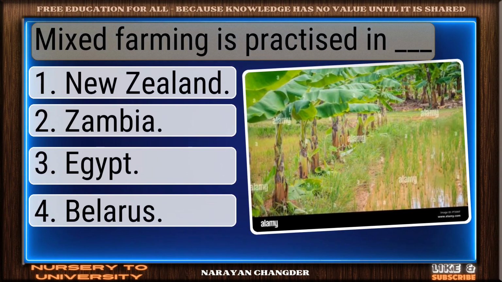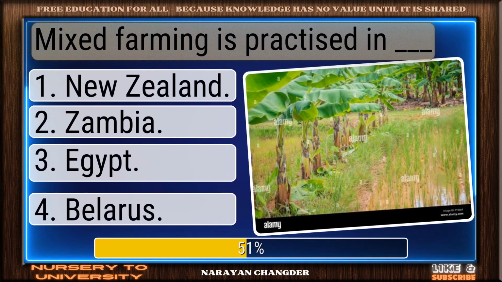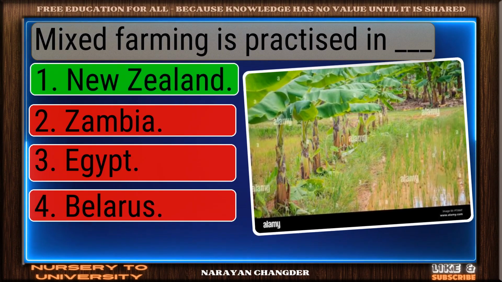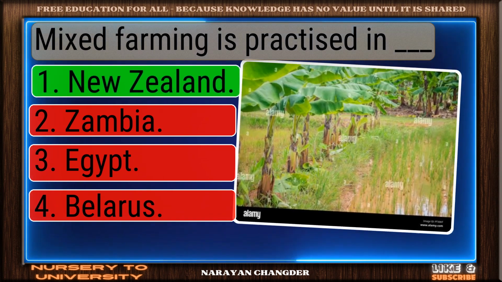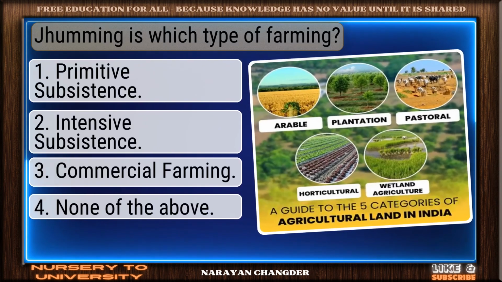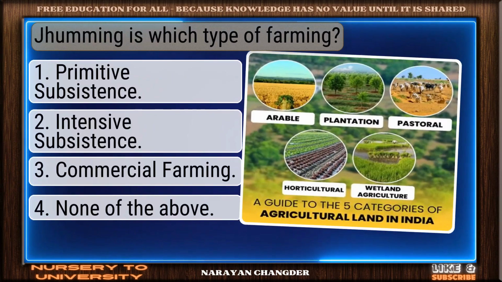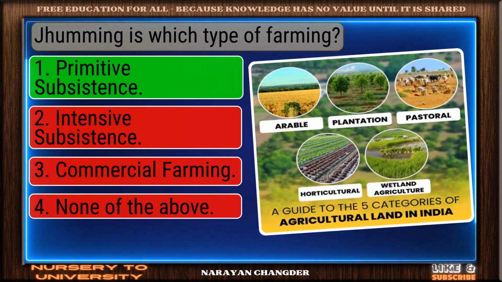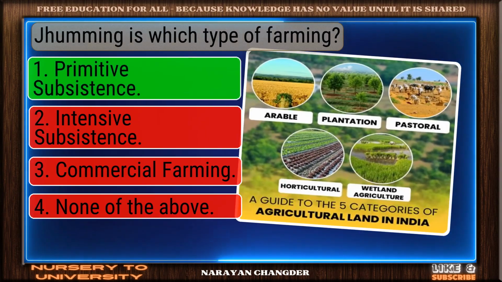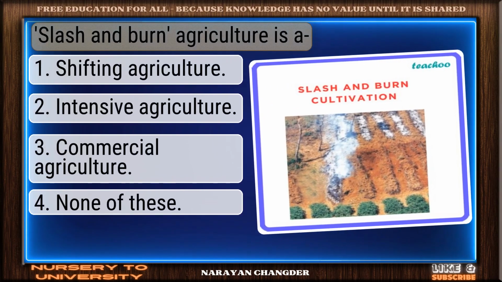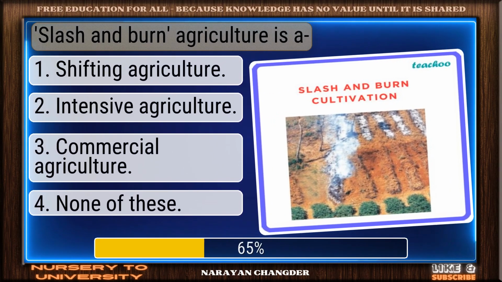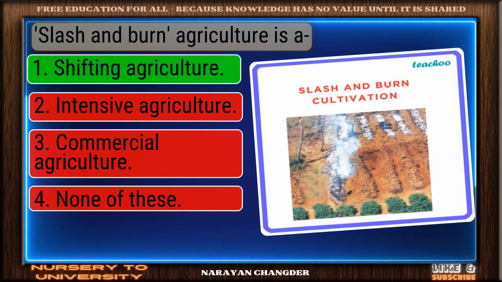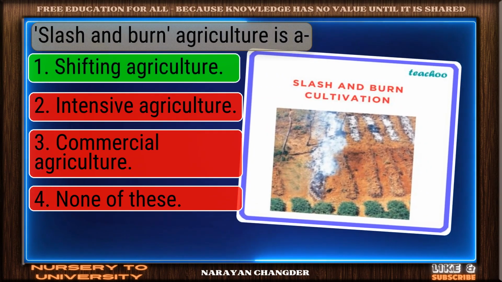Mixed farming is practiced in dash. You're right. New Zealand is correct. Jhumming is which type of farming? Well done. Primitive subsistence is right. Slash and burn agriculture is a... Perfect. Shifting agriculture is the one.